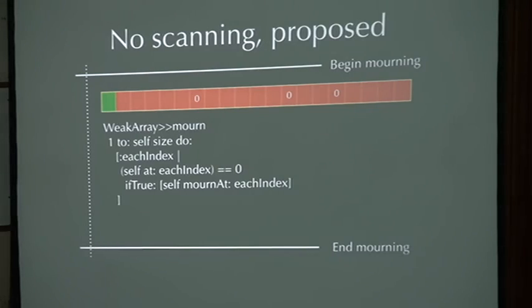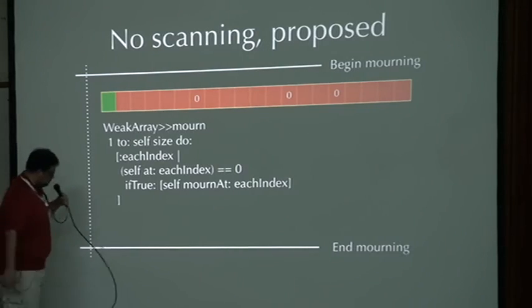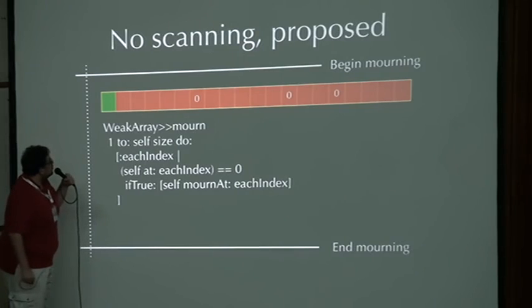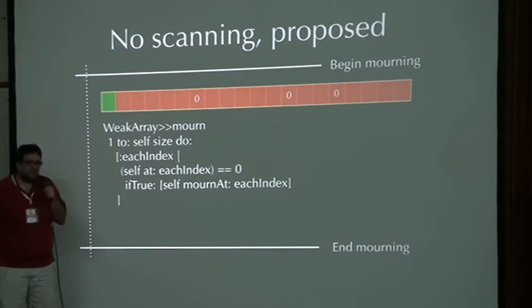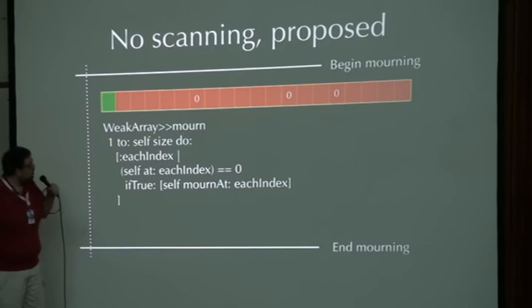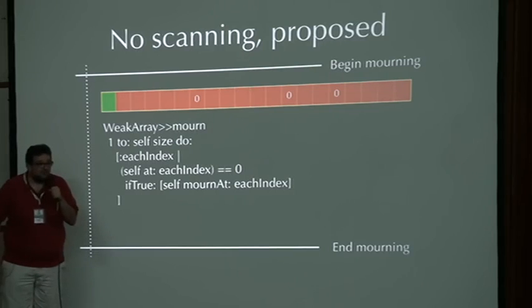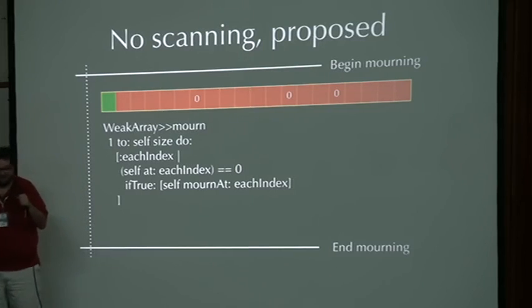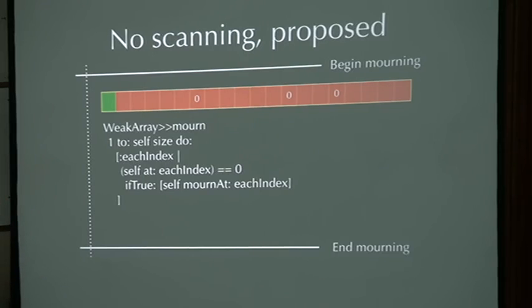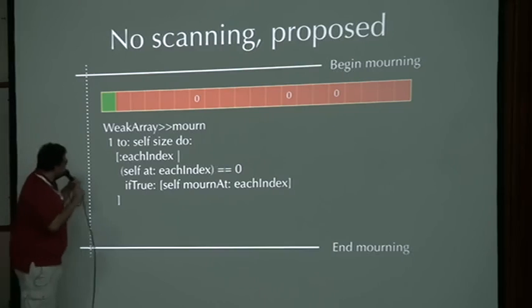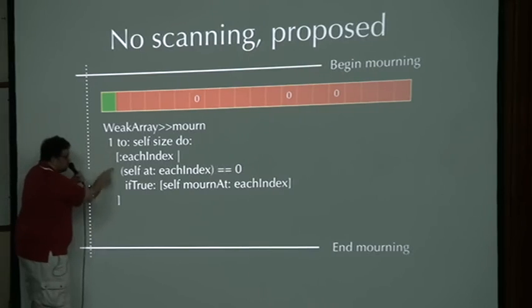The other problem that weak arrays have is, well, the VM is behaving a little bit like a troll here. Because it's basically saying, I'm going to put all those tombstones in there, and I'm not going to tell you where they are. Well, thanks. That's very useful, because just a moment ago when you put the tombstones in there, you really knew where they were. Now you're not telling me. Consequently, when a weak array mourns, it has to do linear search.